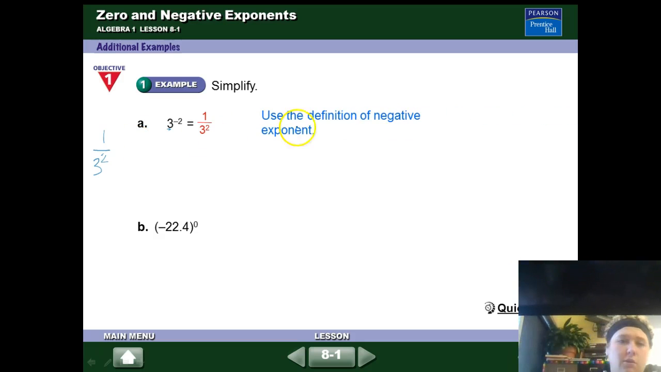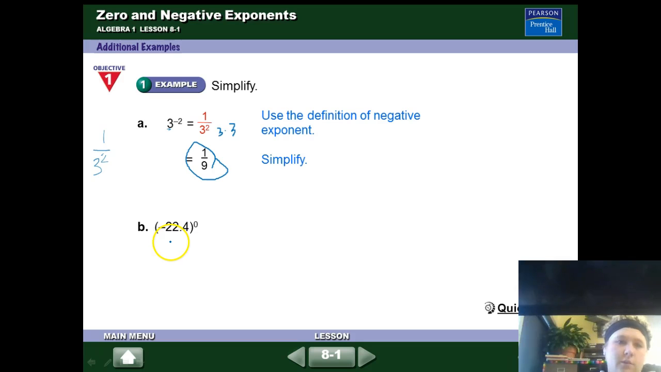As you can see, we use the definition of the negative exponent. We get 1 over 3 to the 2. Now we can solve this 3 to the 2. 3 to the 2 is really 3 times 3. 3 times 3 is 9, so this is my simplified answer.